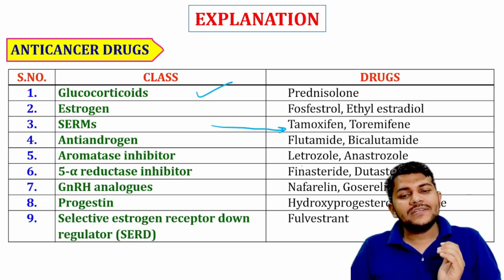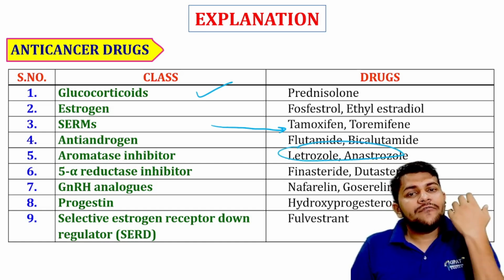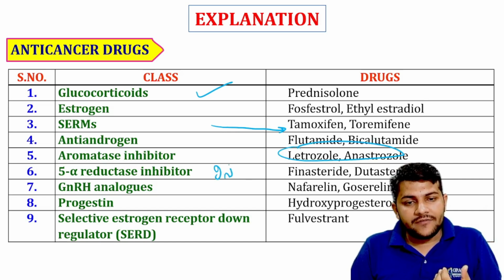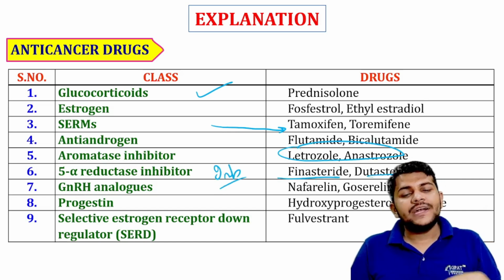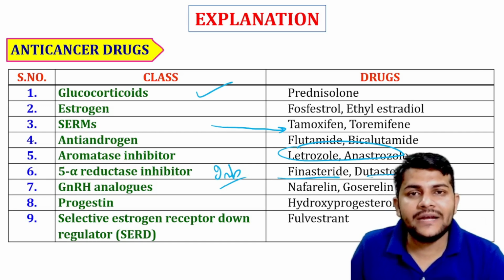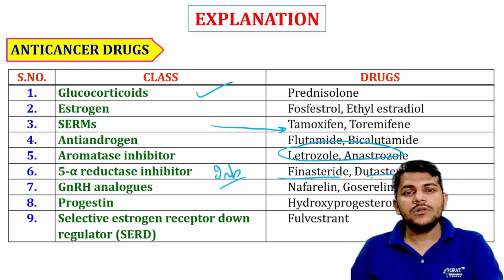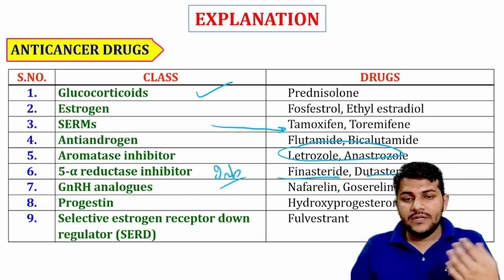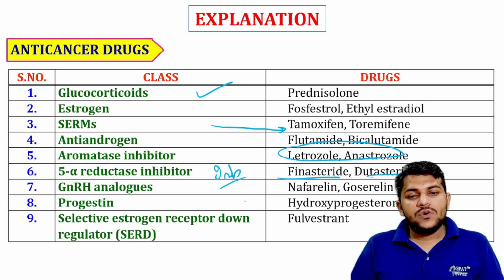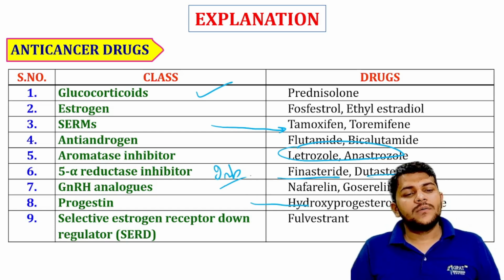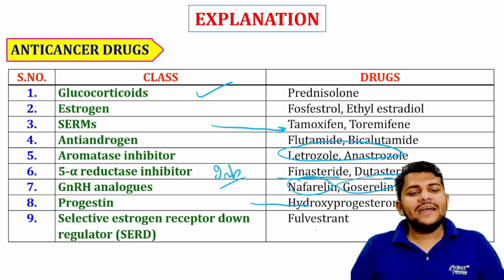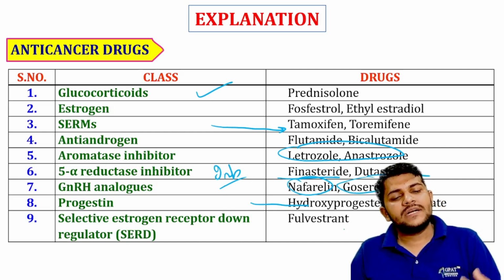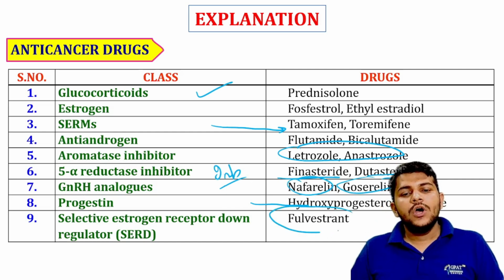Aromatase inhibitors: letrozole, anastrozole. After that, we have 5-alpha reductase inhibitors, very important: finasteride, dutasteride, which basically come in tablet formulation of around 1 mg and 2 mg, and also in serum form along with minoxidil to treat alopecia. Progesterone, we have hydroxyprogesterone. GnRH, gonadotropin releasing hormone analogs, are nafarelin and goserelin. And at the end, we have the selective estrogen receptor down regulator, that is fulvestrant.